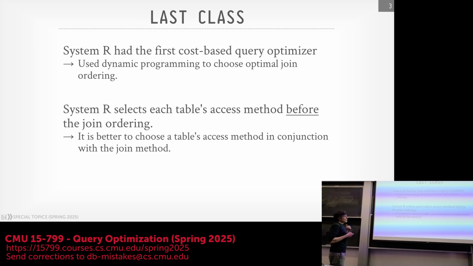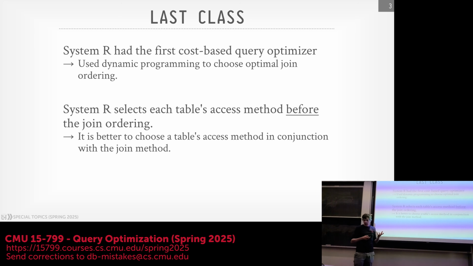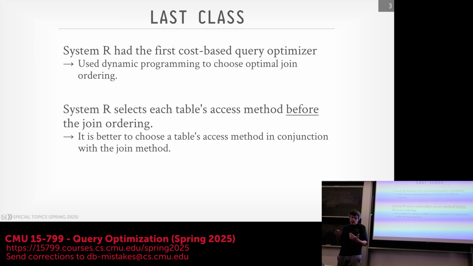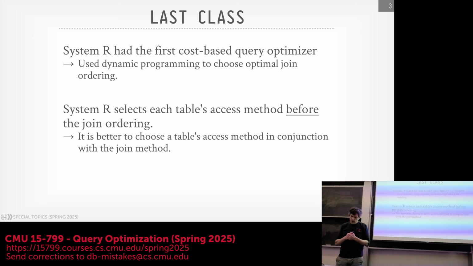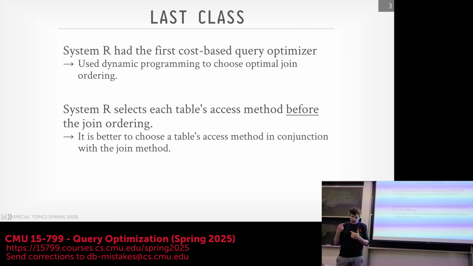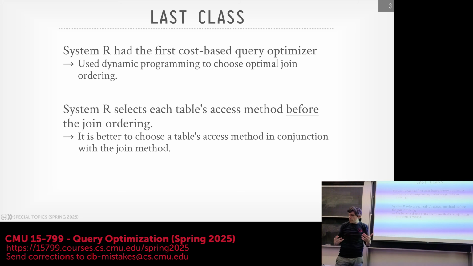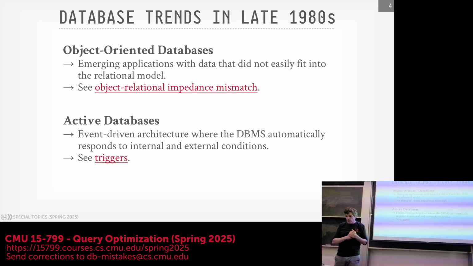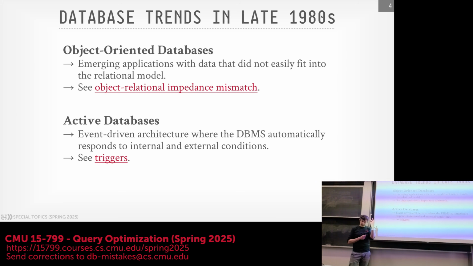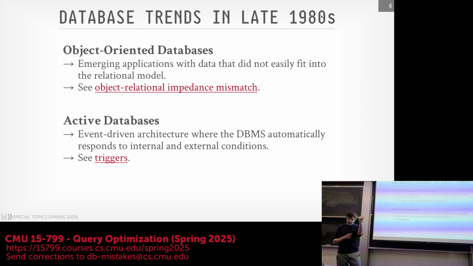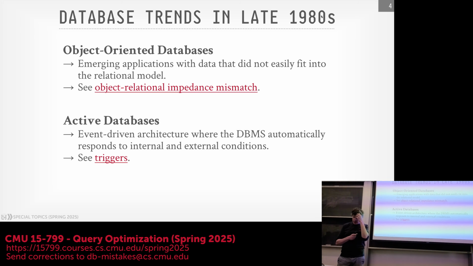All right, so let's go back in time and talk about what was going on in the world of databases in the mid to late 1980s that set us up for why there needed to be something like Starburst. There were two big trends in the late 1980s. One was object-oriented databases, and the other one was called active databases.